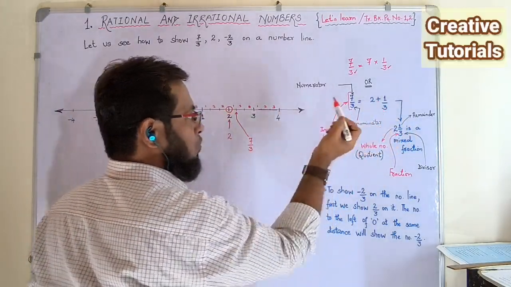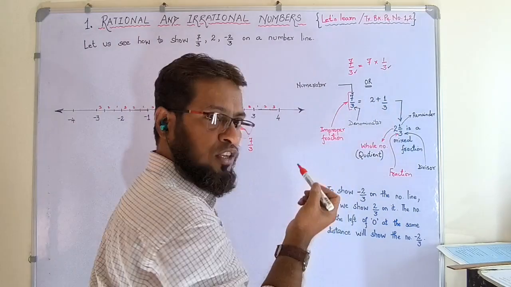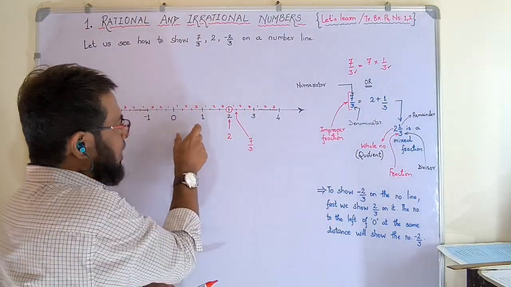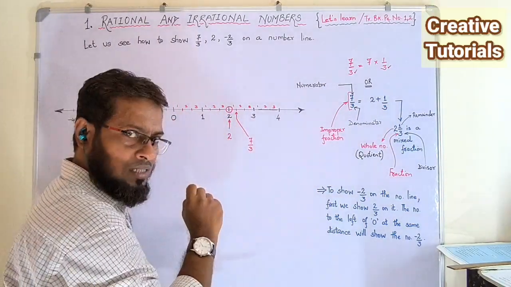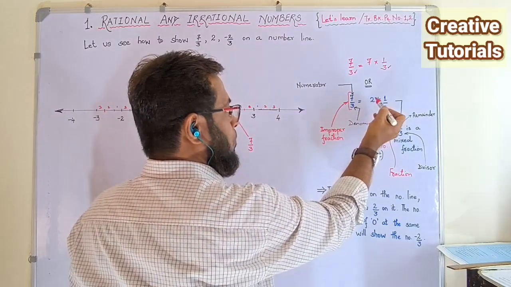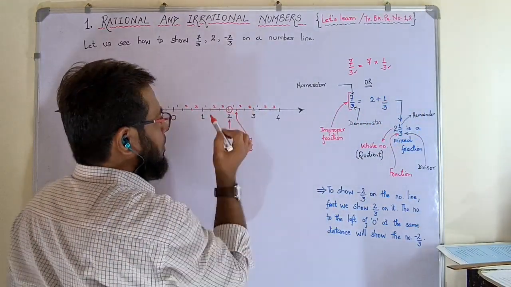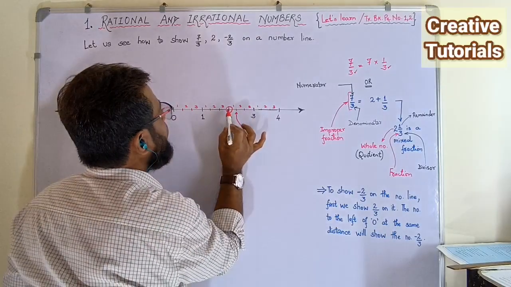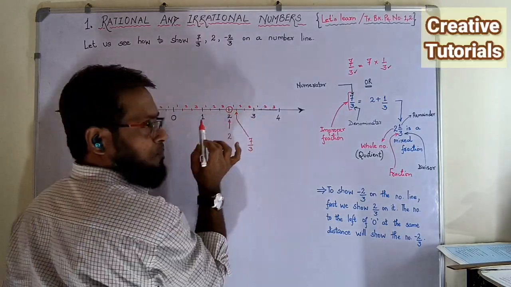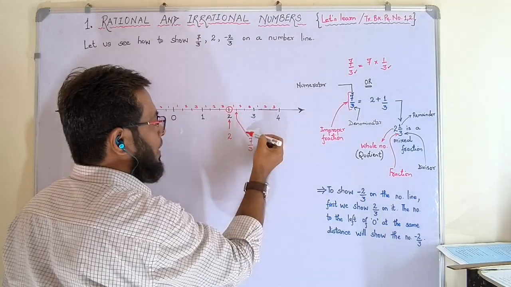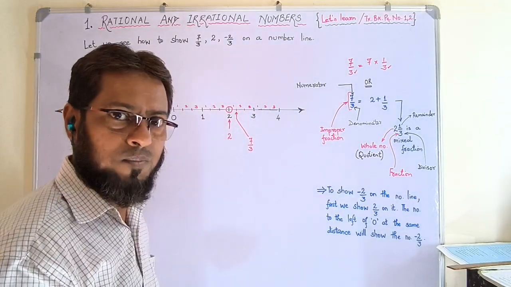So this means what? 1 upon 3 means, since it's 3 in the denominator, we have already divided each unit into 3 equal parts, correct now? So from 2, I will count 1 digit or 1 gap or 1 part. So from 2 up to here is 1 part, correct now? So see, this point comes 7 upon 3.